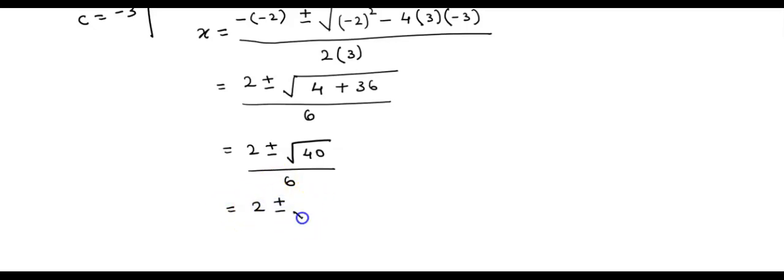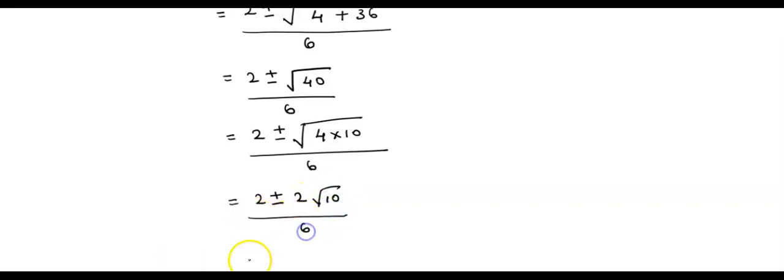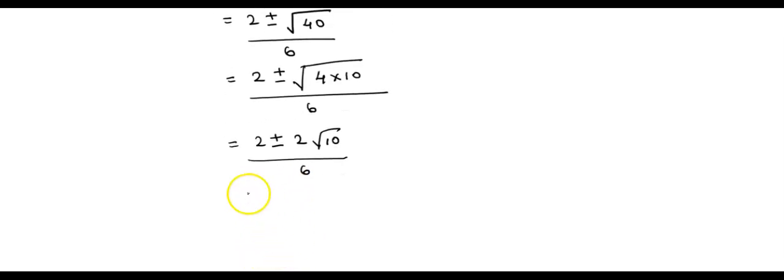2 plus or minus root 40 can be written as 2 plus or minus root of 4 tens of 40, divided by 6. Then 2 plus or minus root 4 is 2, square root of 4 is 2, root 10 as it is, divided by 6. Now we can see here 2 and here also 2. So we can take 2 as common.